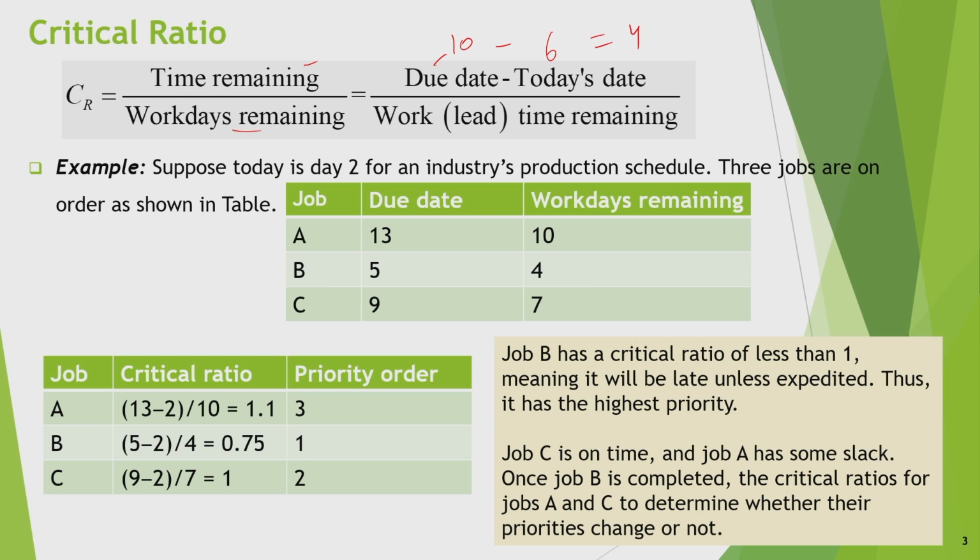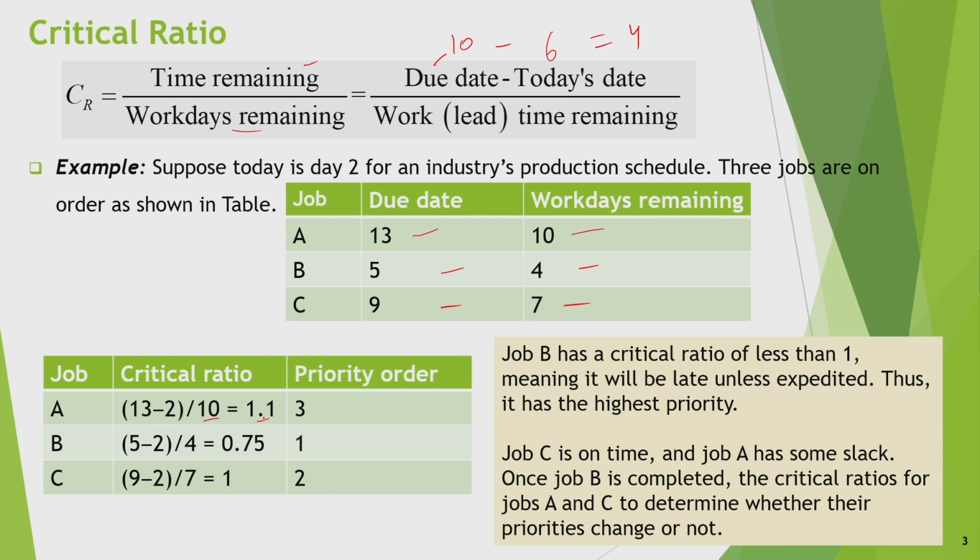Then job A due date is 13, here work days is 10 and this is 5, this is 4, 9, and work days remaining is 7. So compute the critical ratio for each one of them. Suppose this is 13, due date is 13 but today is 2. So that means 11 days remaining, time remaining divided by 10.